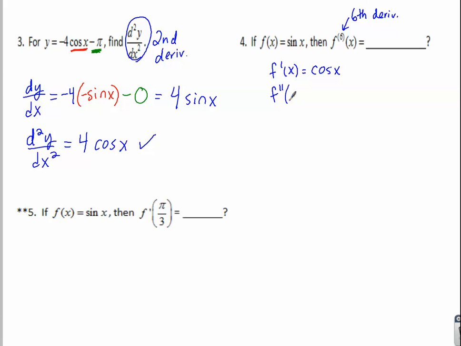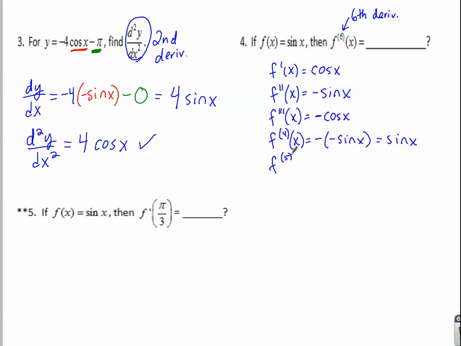Alrighty, welcome back. We've got f double prime of x is the negative sine of x. The derivative of the cosine is the negative sine. Third derivative, the negative derivative of sine is cosine, so that negative is still there. Fourth derivative, look at how my notation changes a little bit, becomes the derivative of negative cosine is negative of negative sine x, or sine of x.